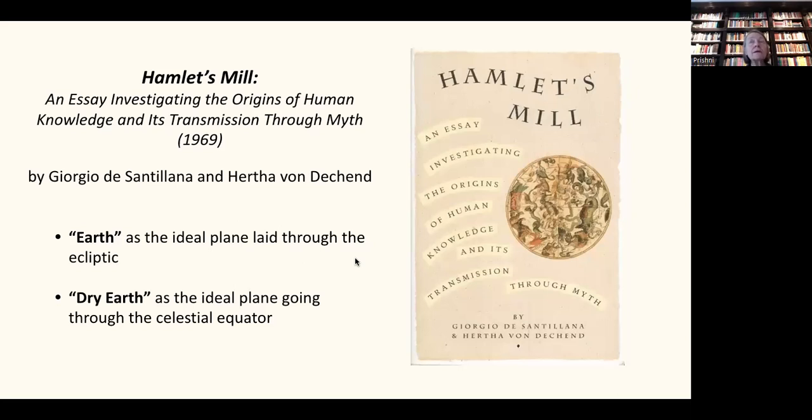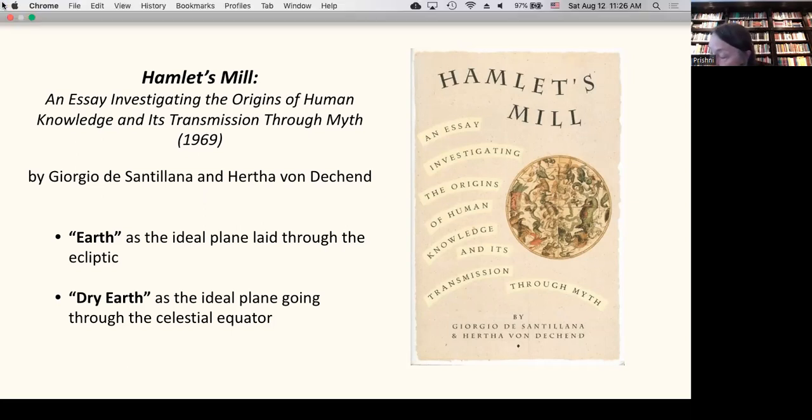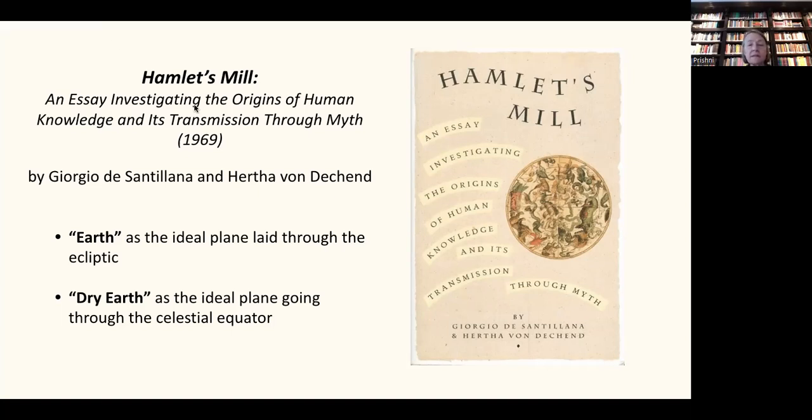Okay, now he's going to start looking at which one of these planes we're going to look at, and the first thing he comes across is this amazing book written in 1969, Hamlet's Mill, an essay investigating the origins of human knowledge and its transmission through myth. This is a seminal work by Giorgio Santillana, a noted MIT historian and philosopher of science, who collaborates with Hertha von Dechend. She's a German scientist who also taught and researched at MIT during this period, I think from 1960 to 1966. And they looked at ancient so-called myths, ancient cultures, through the eyes of astronomy.